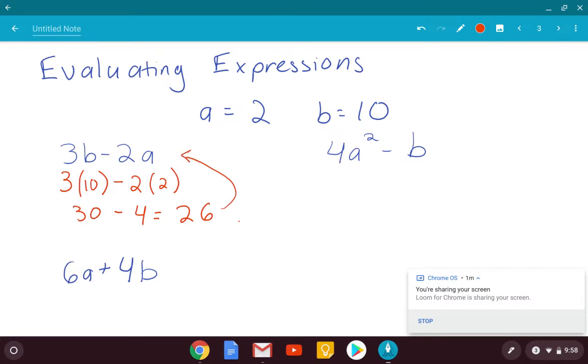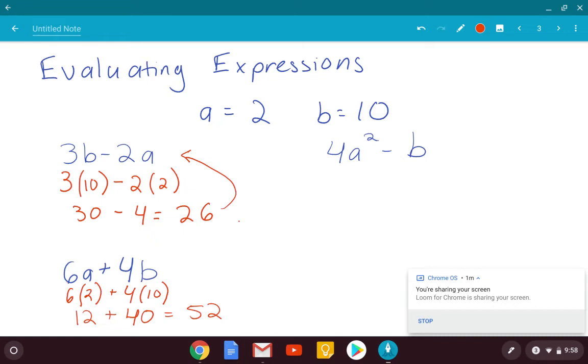The next example, 6a plus 4b. If we have a number and a letter right next to each other, that means multiplication. So 6 times a, that's 6 times 2, plus 4 times b, that's also 4 times 10, because we know that b is 10. 6 times 2 is 12. 4 times 10 is 40. So we would just have to do 12 plus 40, which would be 52.